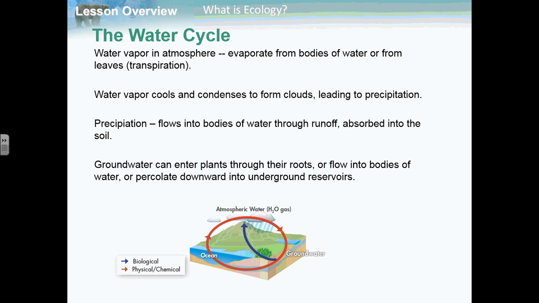Once the water falls back to the Earth's surface, it may land on the soil, which then remains on the surface and flows back into a body of water through runoff, or maybe it could actually be absorbed by the soil and percolate down. Once it's within the soil, it becomes part of the groundwater system, and that groundwater can then enter plants through their roots. It can flow into other bodies of water, or it can continue to percolate downward and become part of an aquifer, an underground reservoir of water that's available.